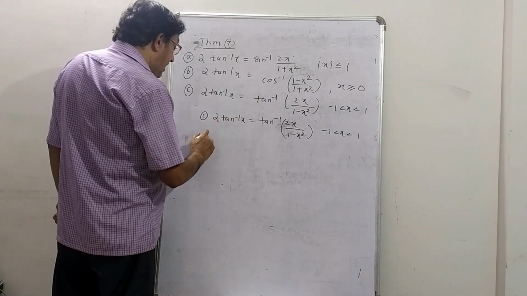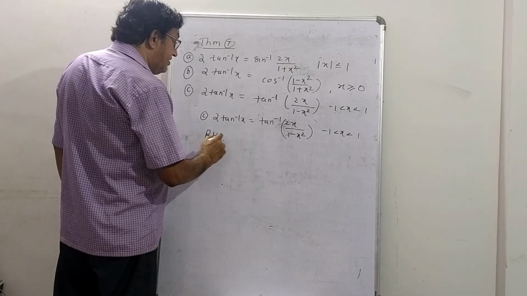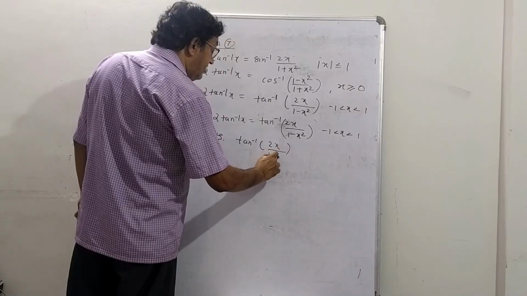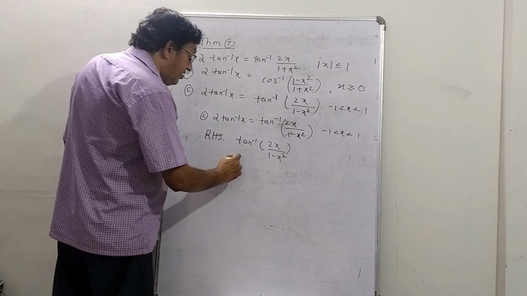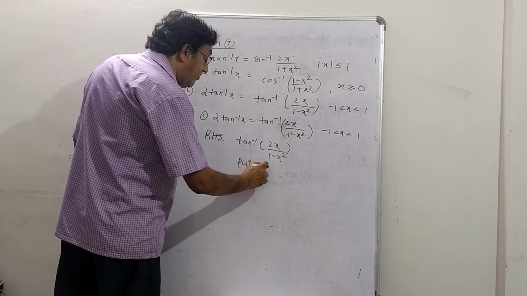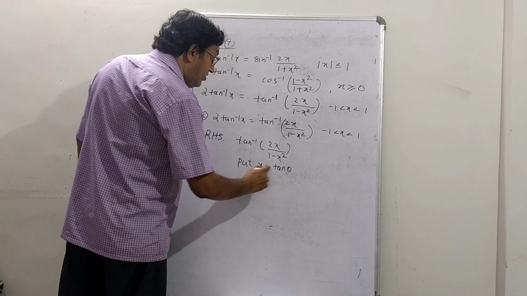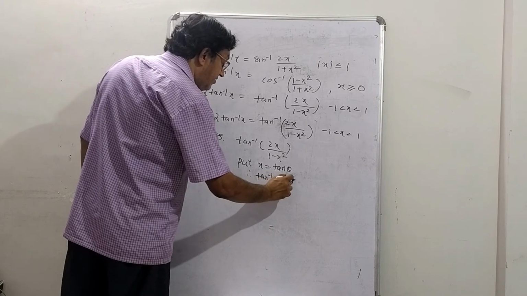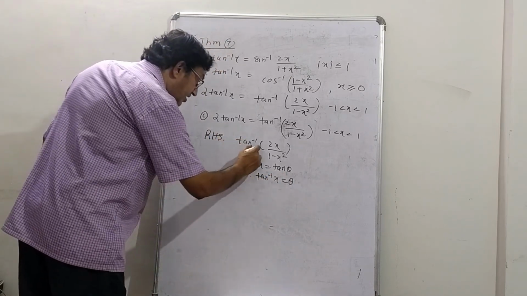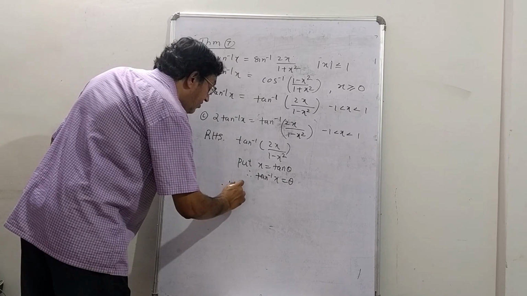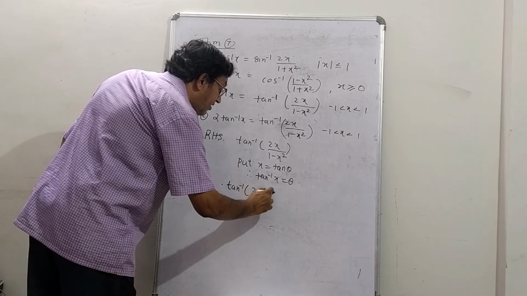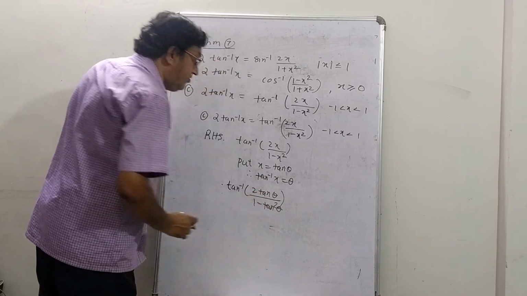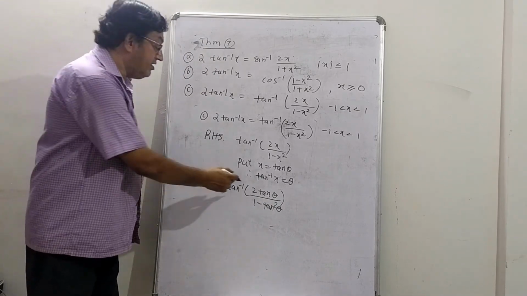So again I will take the right hand side. What is your right hand side? Tan inverse of 2x by 1 minus x square. So again we will put x is equal to tan theta. So tan inverse of x is equal to theta. Then what happens to this? This becomes tan inverse of 2 tan theta divided by 1 minus tan square theta.